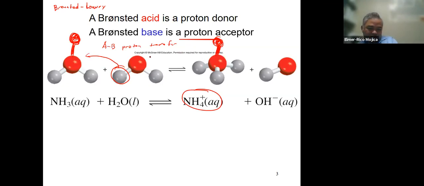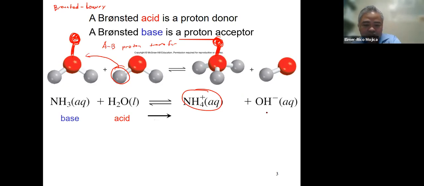The one that donates the proton is the acid, and in this case, that's your water. And the one that accepts the proton is your base. And if you look at this the other way, since this is a reversible reaction, this can also serve as your acid, and this serves as your base in the reverse reaction.